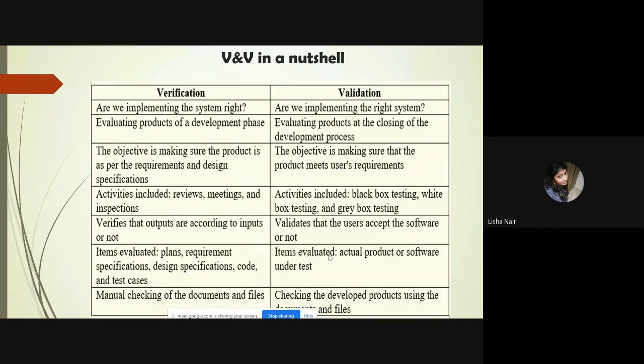But in validation, we check the actual product, whether the entire software is working as per the requirement. The entire software is built as per expectation. That is validated in the validation phase.